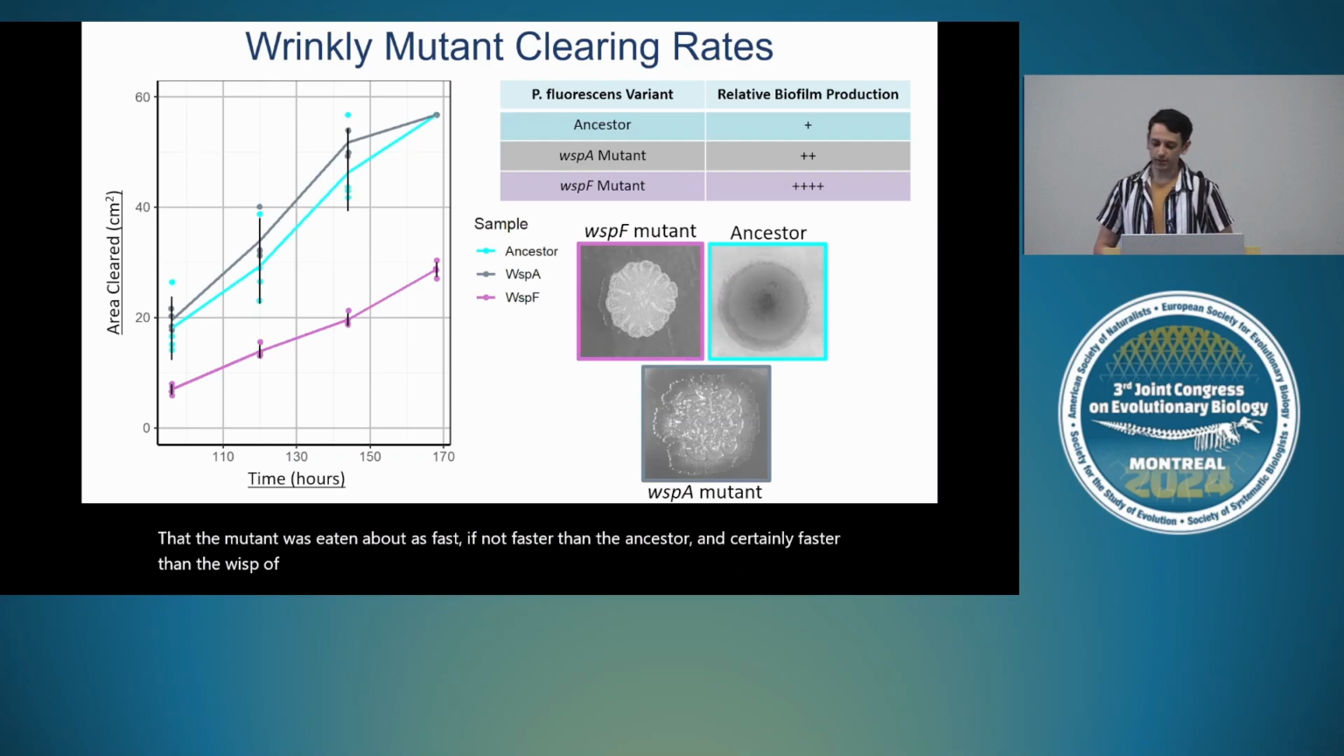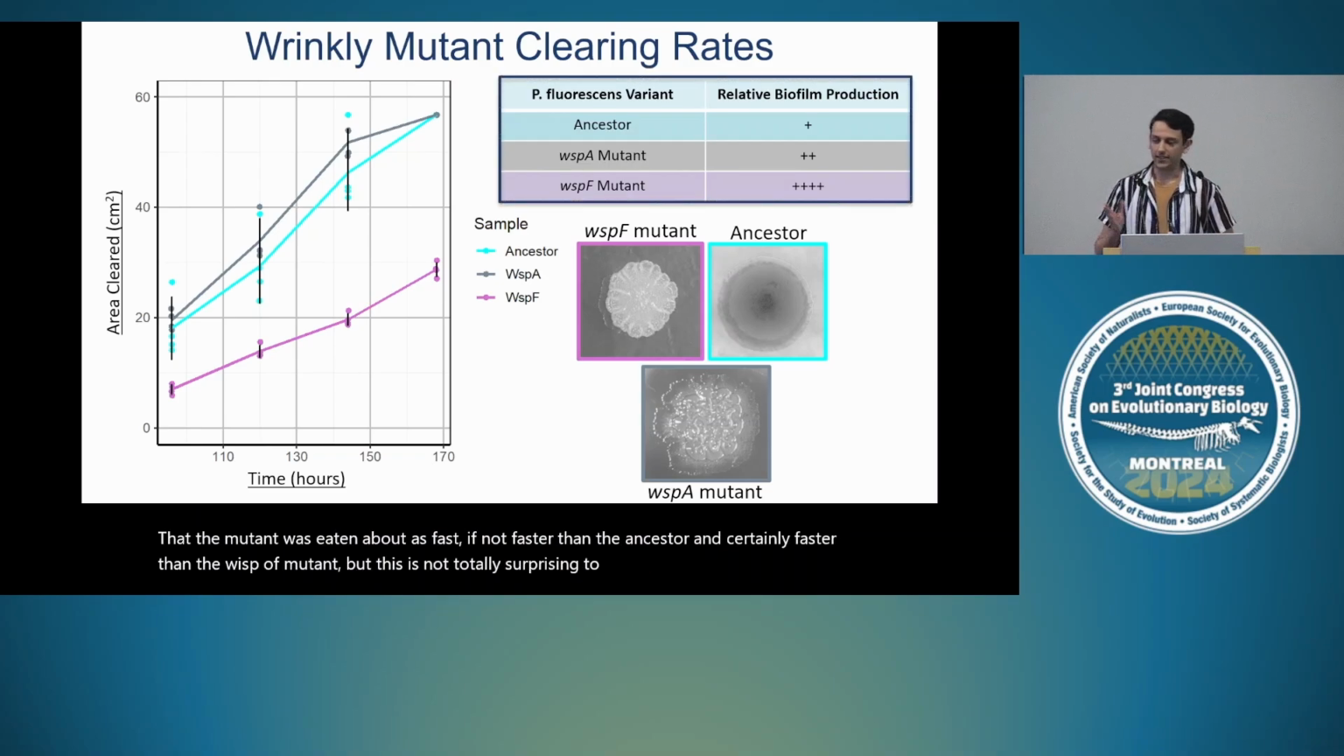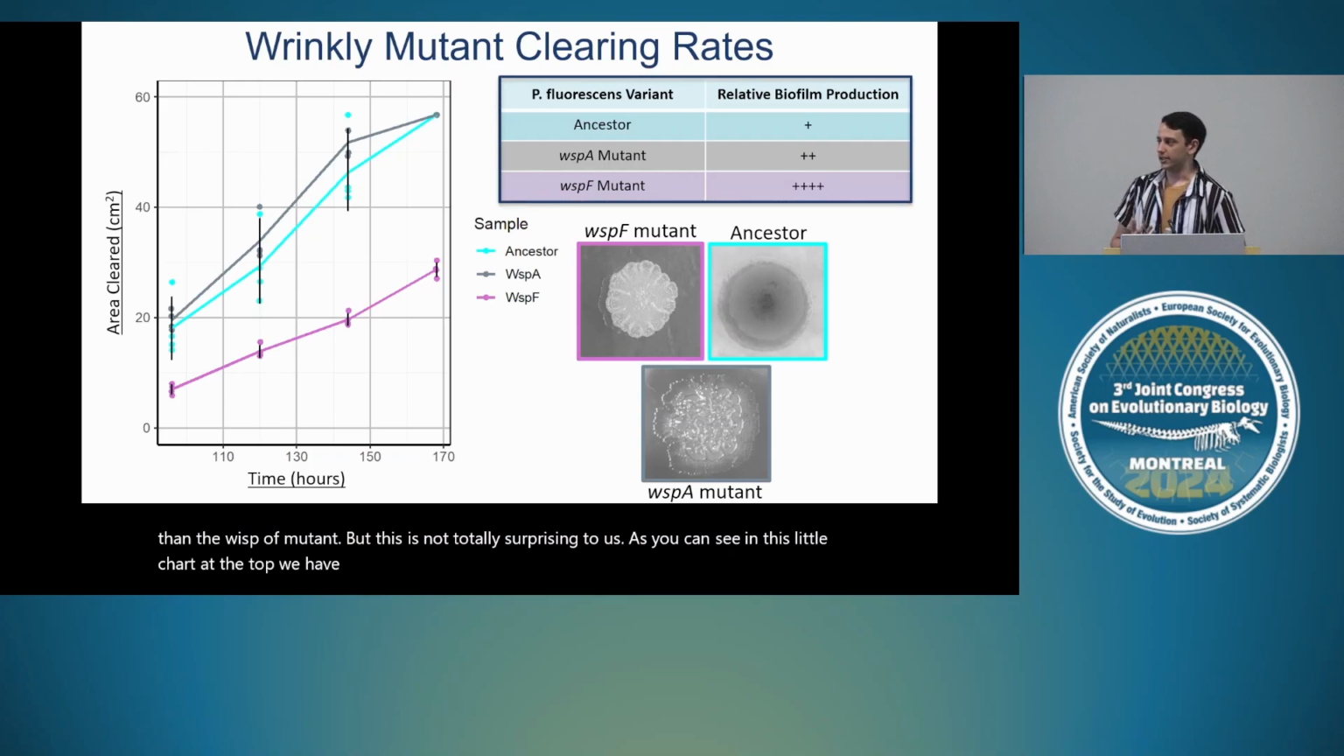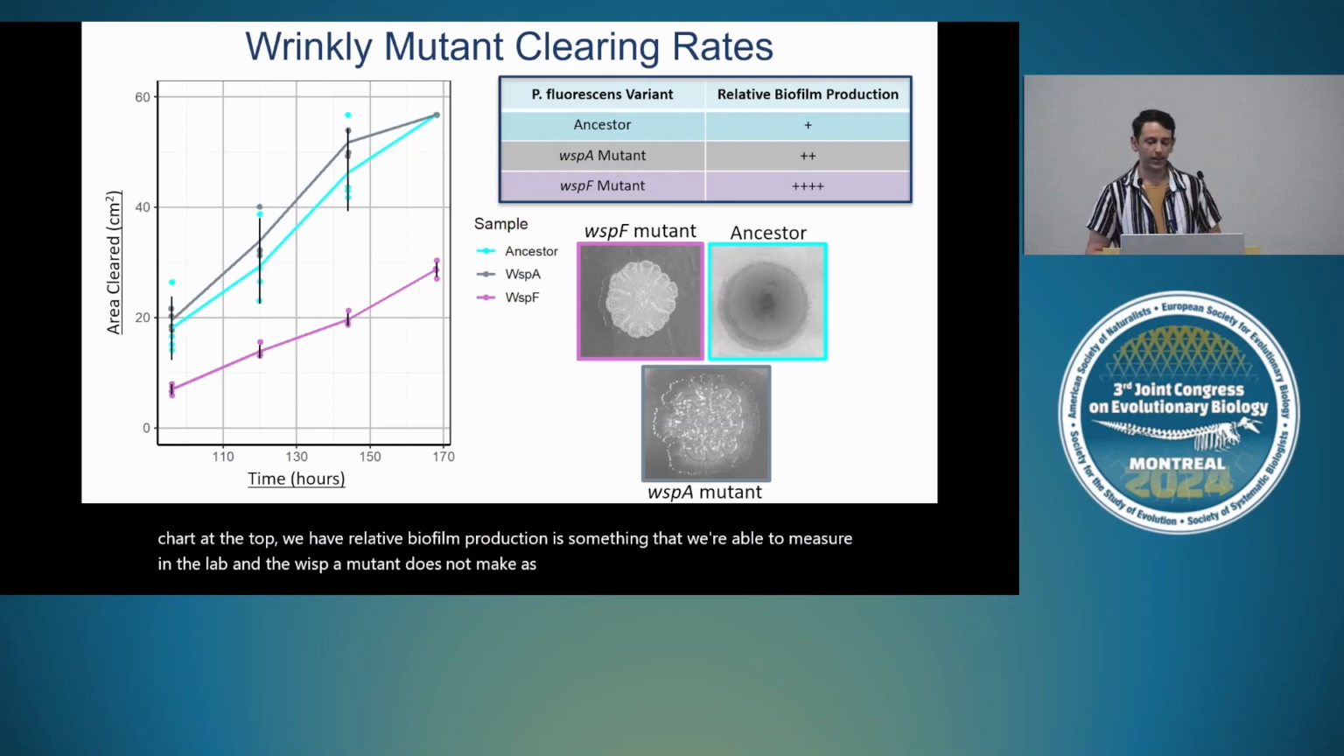But this is not totally surprising to us. As you can see in this little chart at the top, we have relative biofilm production as something that we're able to measure in the lab, and the WISP-A mutant does not make as much biofilm as the WISP-F mutant, but this is something that we're still investigating.